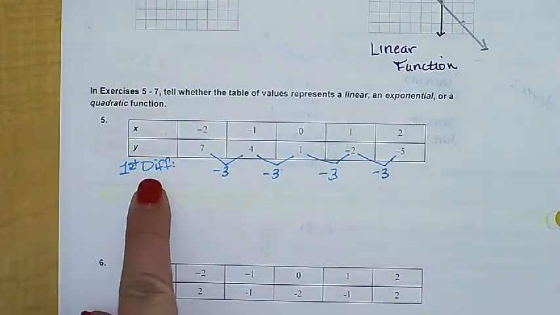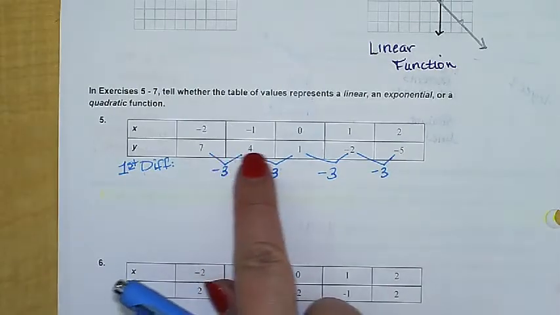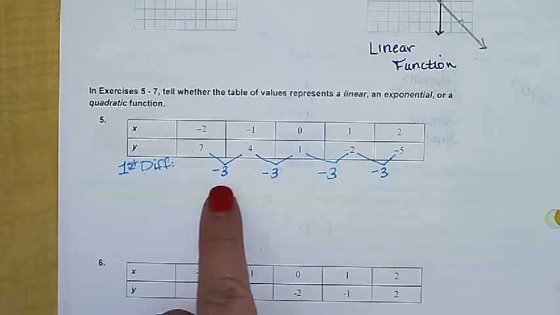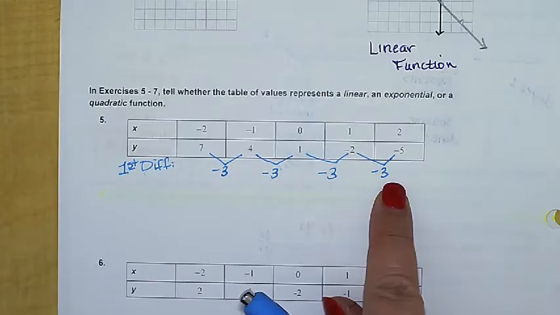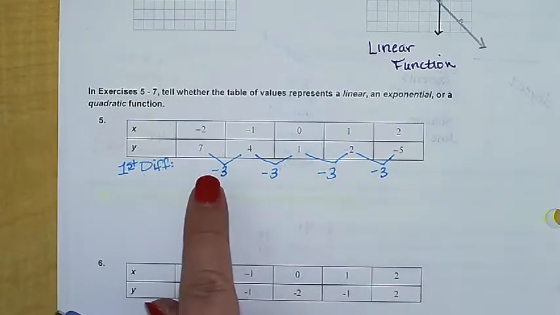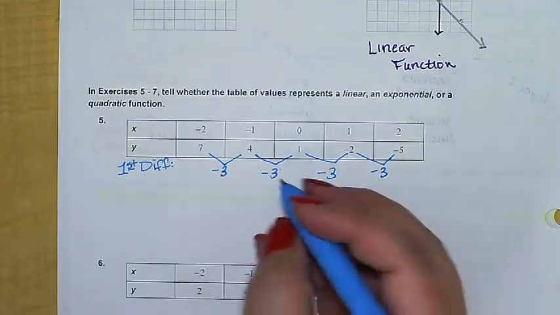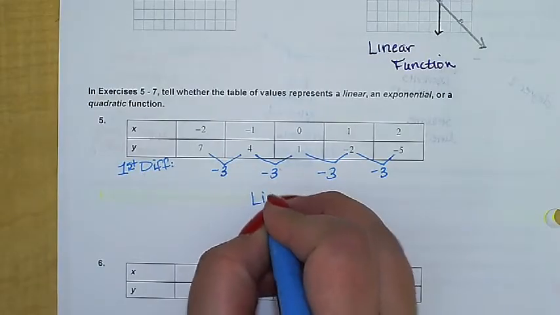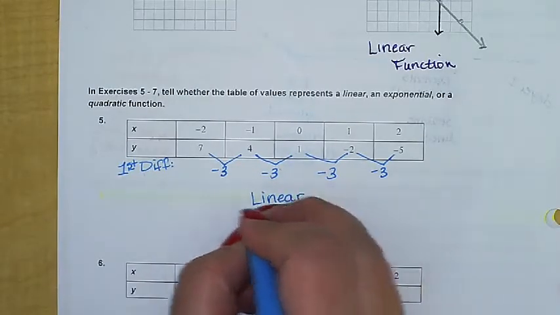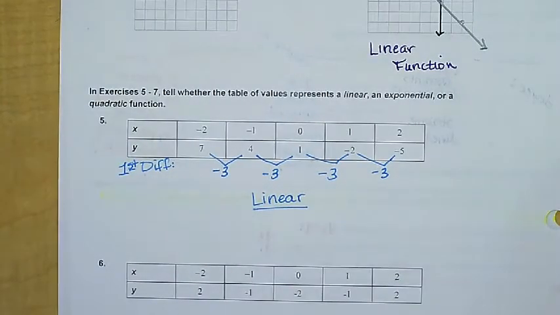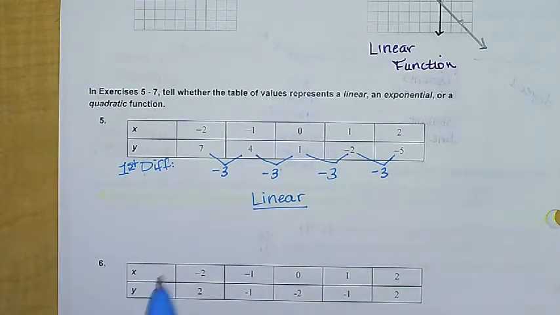So this is the first difference, which is the difference in your original data, and it was constant all the way down. There's only one function family that has a constant first difference, and that is your linear. So this is a linear function, okay? And that's called the first difference.